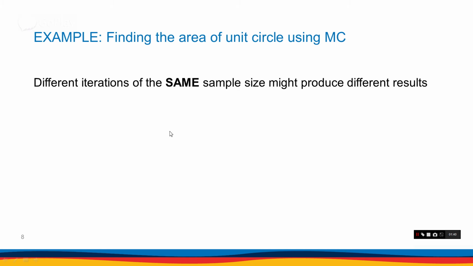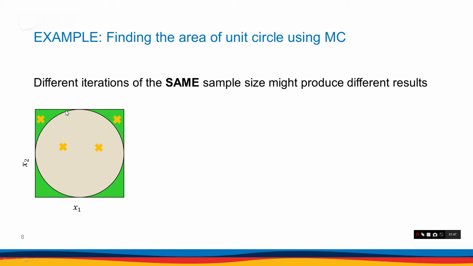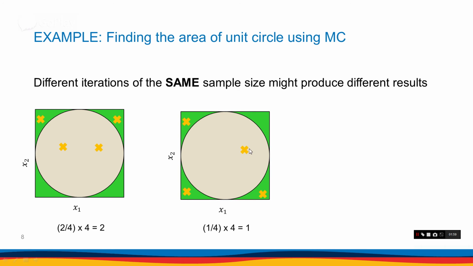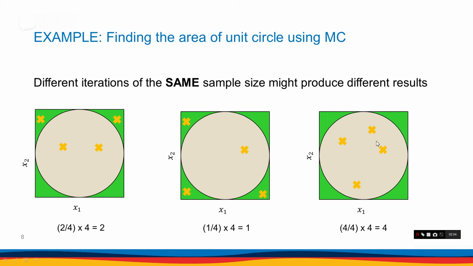Now, different iterations of the same sample size might produce different results. What does that mean? Let's say n, the number of samples, is 4. So for this iteration, 2 samples are inside, 2 samples are outside. So the result is 2 divided by 4 multiplied by 4. So we get 2. Another iteration. 1 sample inside, 3 outside. So the result is 1. Another iteration. 4 samples inside, nothing outside. So the result is 4. As you can see, for the same sample size, the results are quite different.